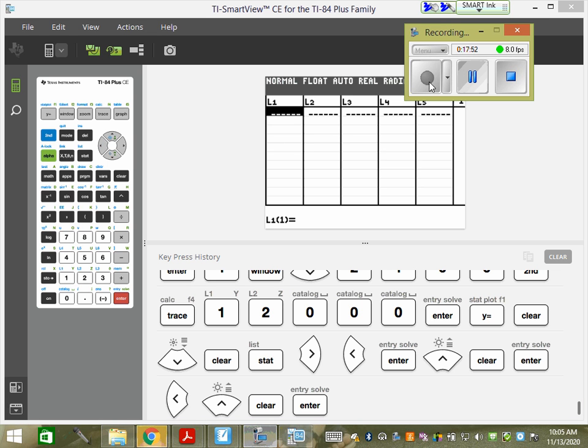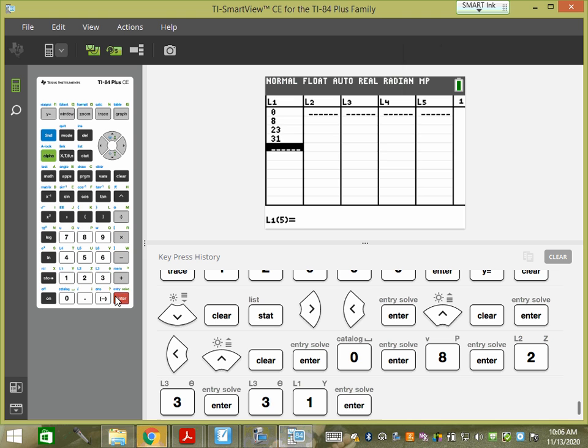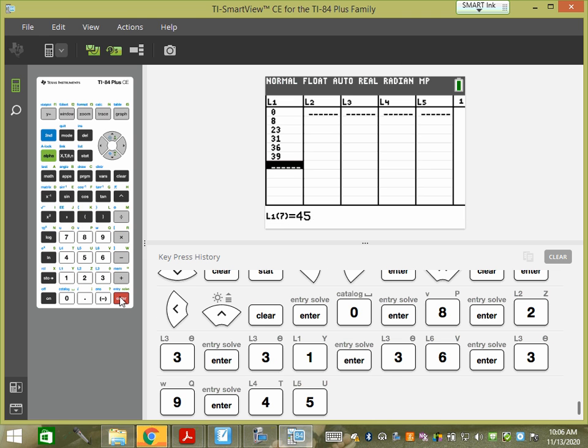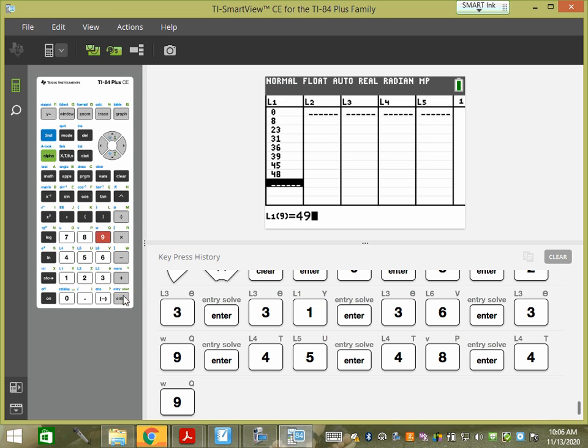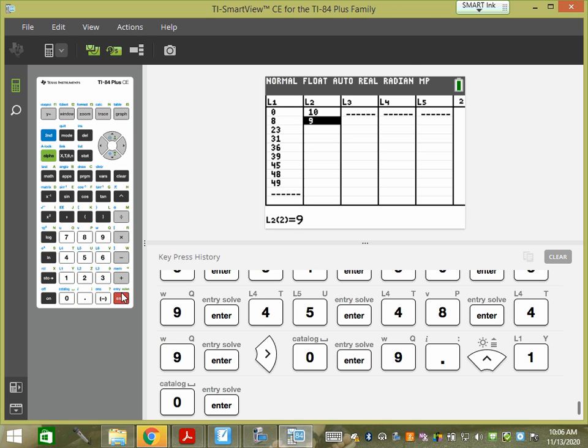All right, example 3. I'm going to type it. So hopefully you got the answers for it. 0, 8, 23, 31, 36, 39, 45, 48, 49, and 10, 9.10. My brain doesn't remember what I'm doing.